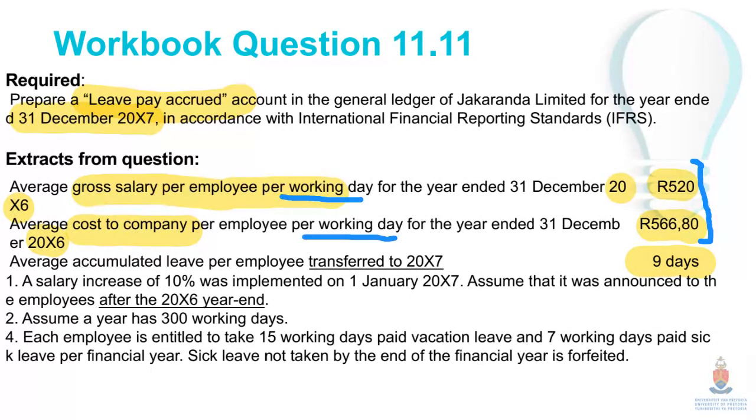Now number 4 is going to start to get tricky, so let's pay careful attention and read slowly. Number 4 says each employee is entitled to 15 working days paid vacation leave and 7 working days paid sick leave per financial year. Sick leave not taken by the end of the financial year is forfeited. What does that last statement tell us? What word does that bring to mind?